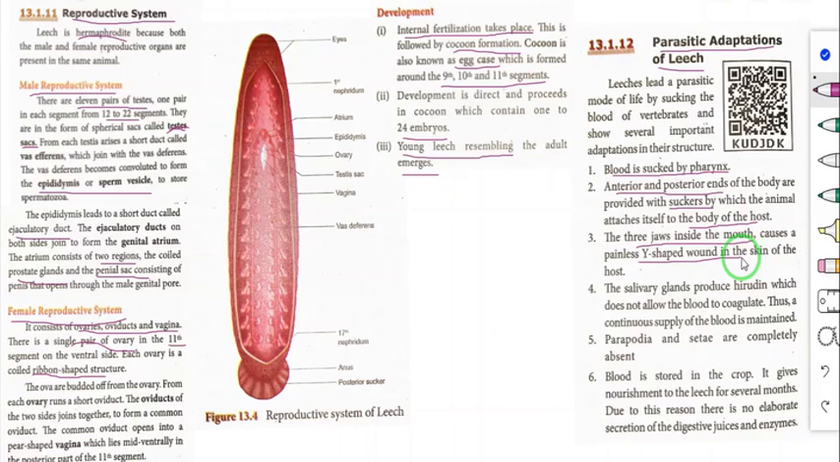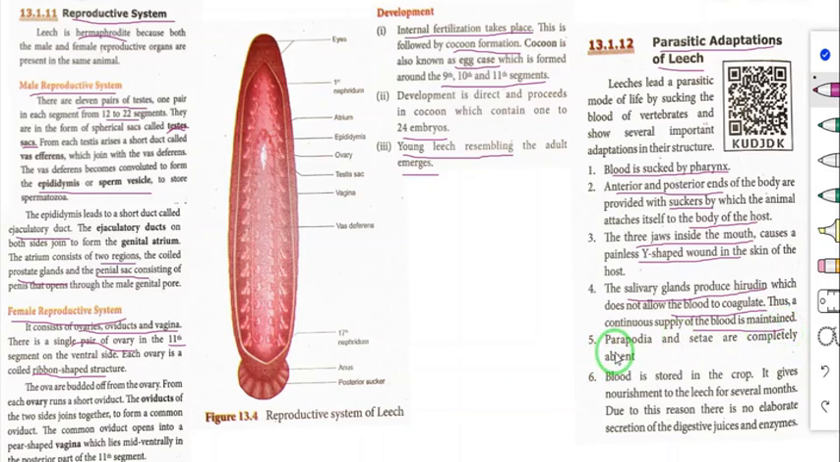So when the leech is sucking the host, the particular organism gets the Y-shaped wound. Why? 3 holes are present in the mouth. So the Y-shaped wound, the particular organism, maybe a cattle or human being or fishes, can get. Then the fourth one, the salivary glands produce hirudin, which does not allow the blood to coagulate. It prevents the clotting of blood. Thus, a continuous supply of blood is maintained. So continuously the leech can suck the blood from the host.